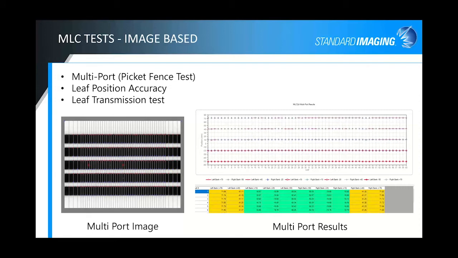The MLC tests, which are the image-based ones. We have a multi-port or a picket fence test. The image of that you can see on the left side of the slide. We have a leaf position accuracy test, which tests basically the set leaf position, where that leaf should be, and if it actually is in that position. And then we also have a leaf transmission test, which gives you both inner leaf leakage and inner bank leakage for the software. All again automatically calculated, and results are popped up once you select your test.